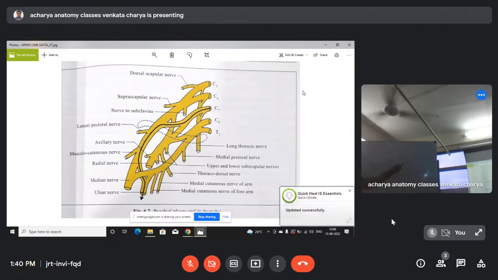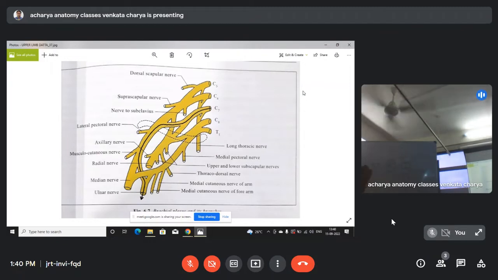So each trunk: the upper trunk divides into two divisions, ventral division and dorsal division. The middle trunk divides into two divisions, ventral division and dorsal division. Then the lower trunk divides into two divisions, ventral division and dorsal division.